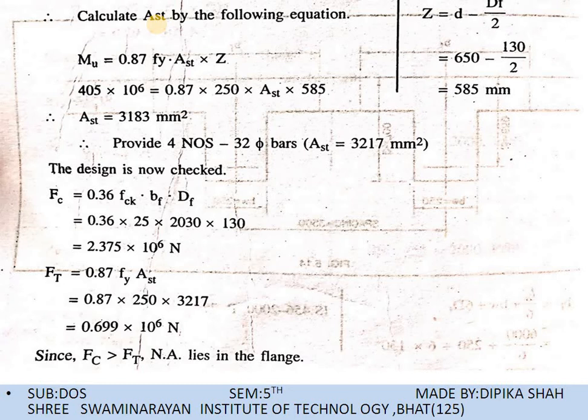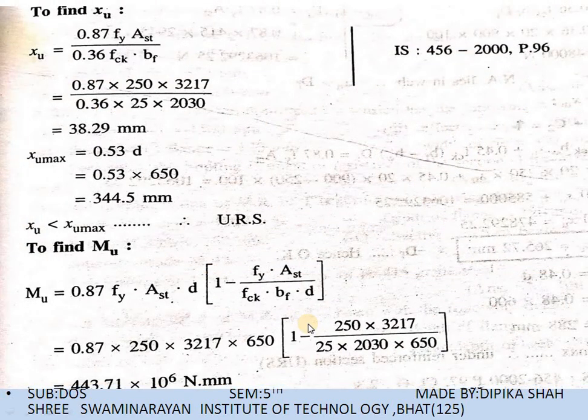So for checking the beam, first of all we have to calculate FC and FT. From the equation of FC, 0.36 fck into bf into Df, we will get FC, and from the equation of FT, 0.87 Fy into Ast, we will get FT. So we will see where our neutral axis is lying. Here FC is greater than FT, so our neutral axis will lie in the flange. If our neutral axis lies in the flange, then we have to calculate our mu as per a singly RC beam, as we all know.